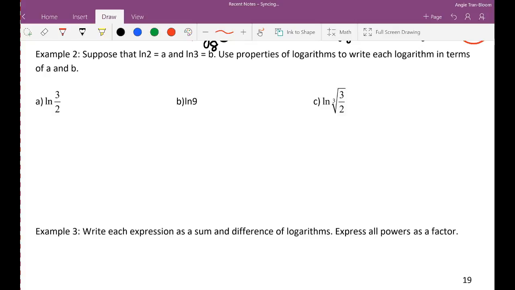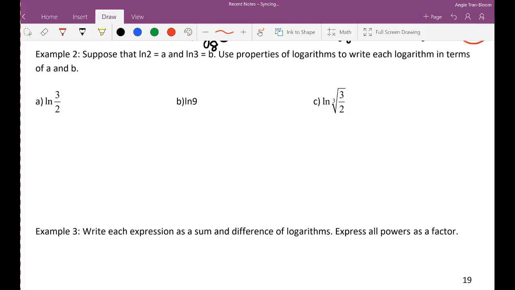Okay, so example 2. Can you please, Max, help me read the direction. Suppose that ln 2 equals a and ln 3 equals b. Use properties of logarithms to write each logarithm in terms of a and b. Perfect. So you'll find the answer has to contain a and b. ln 2, it's given to you. In this problem, ln 2 is always what? A. ln 3 is always b.